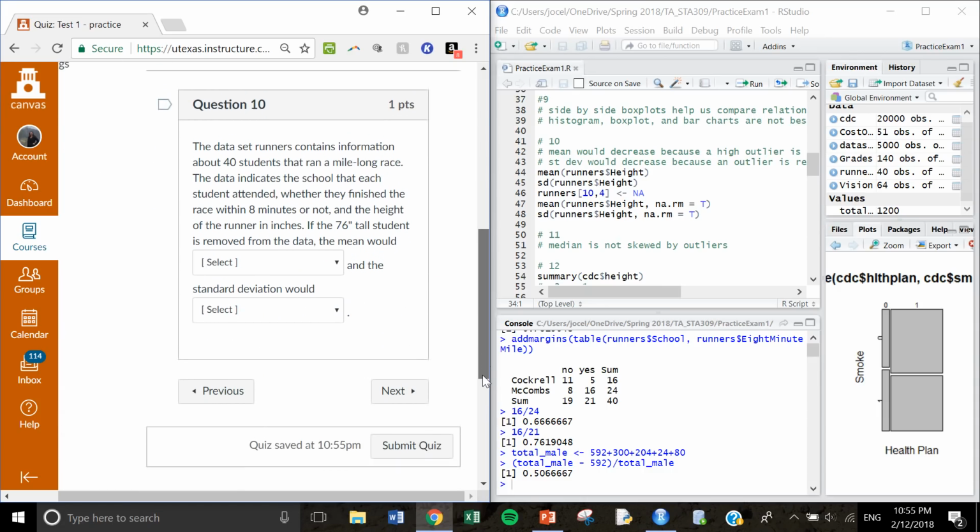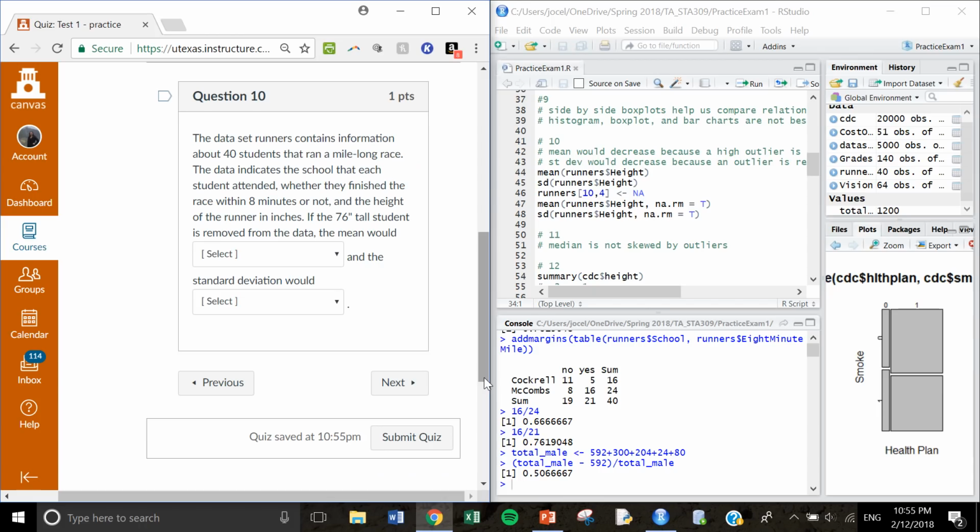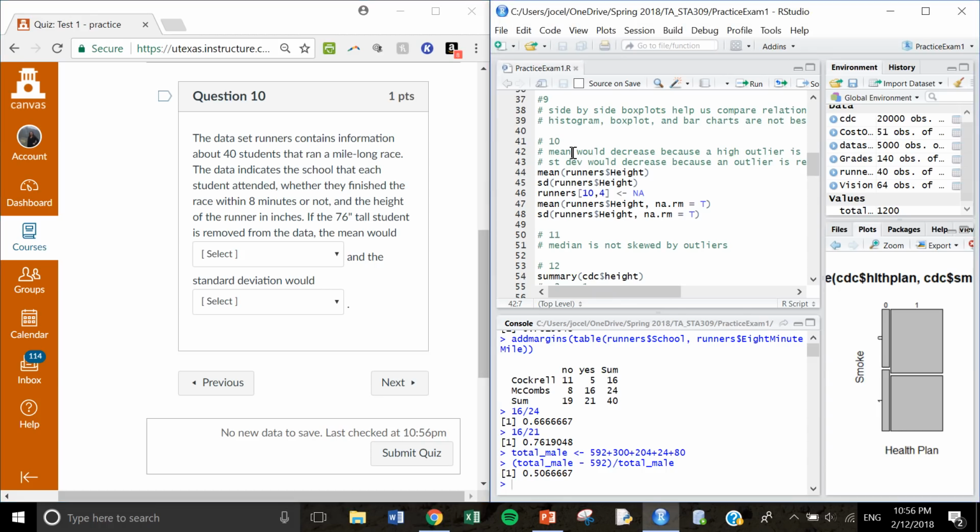Question 10. The dataset runners contains information about 40 students that ran a mile-long race. The data indicates the school that they attended, whether they finished the race within 8 minutes or not, and the height of the runner in inches. It says if the 76-inch tall student is removed from the data, the mean would blank and the standard deviation would blank. So we can think about this in our minds conceptually about what would happen, and we can actually do the calculation. So I'm going to show you both.